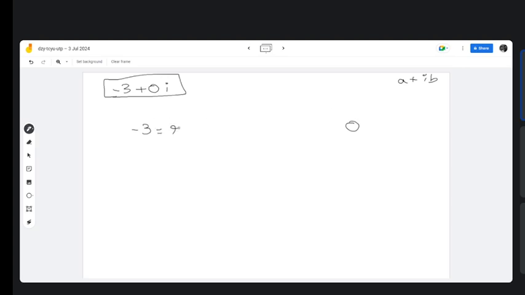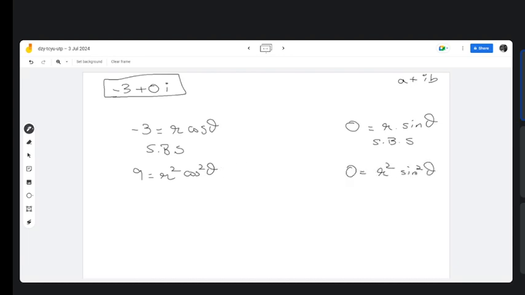Real part you will equate to r cos theta. Imaginary part you will equate to r sin theta. Now you obviously know what to do. You have to square on both sides. After squaring, left hand side becomes 9. Right side becomes r square cos square theta, r square sin square theta. We add both of them together, r square cos square theta plus r square sin square theta is equal to 9 plus 0 equals 9.